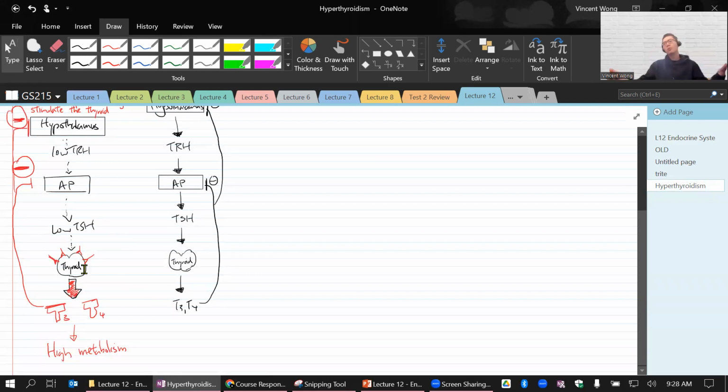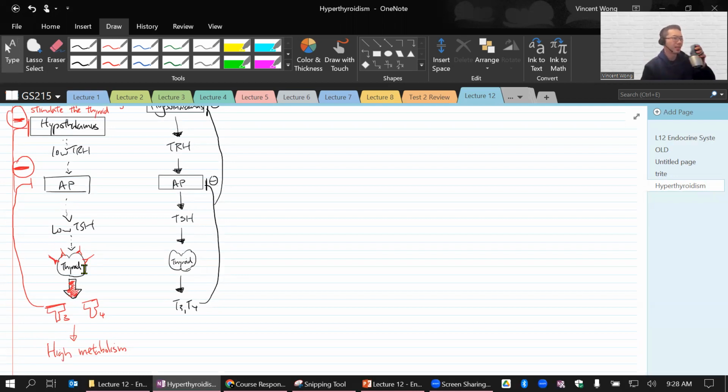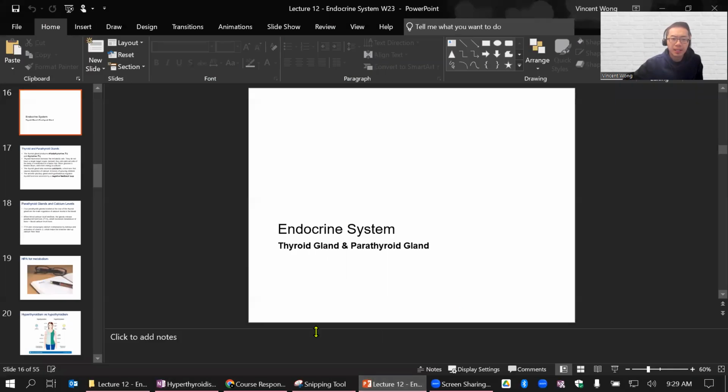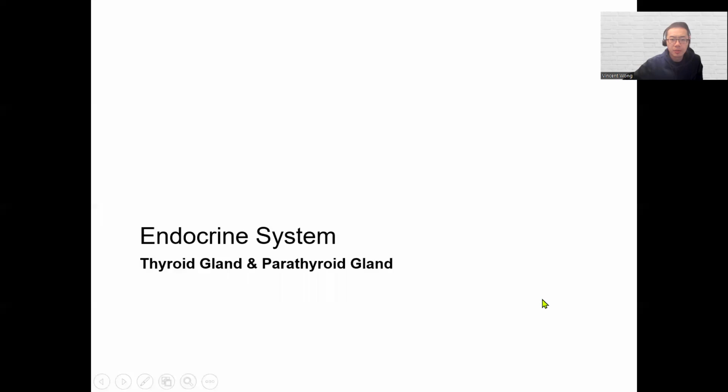Okay. So what do you think happens to the thyroid gland when it's overstimulated? What happens to its size? Does it get big? Does it get small? Does it have no change? What's going on here? Enlarged. And what do we call that condition? Goiter, exactly, right? Okay. So let me show you a picture of that.